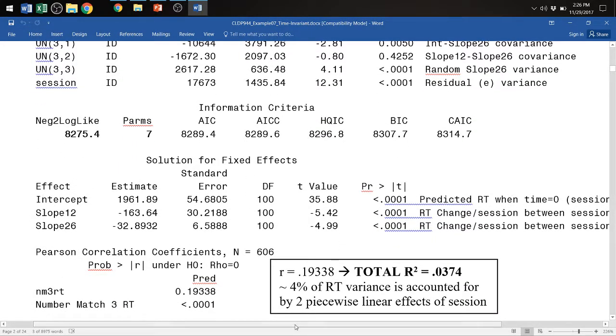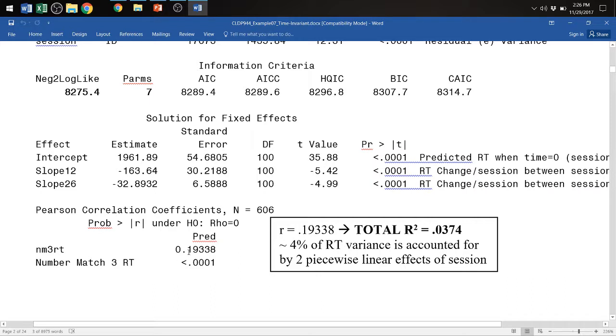Here are my fixed effects. These are left over from this previous example. Change slows down in the second period relative to the first. And the correlation between the predicted response time based just on slope 1 and slope 2 with the actual response time, the correlation is about 0.2, which gives me a total R-square of 0.04. So 4% of all of the variance in this response time measure is due to which occasion it is, change over time. We'll see how much more we can get by adding in age.